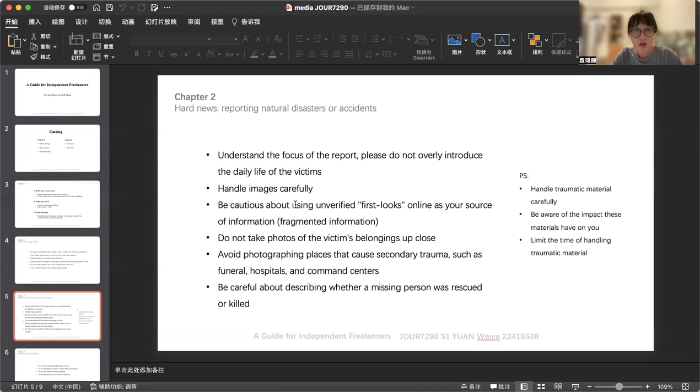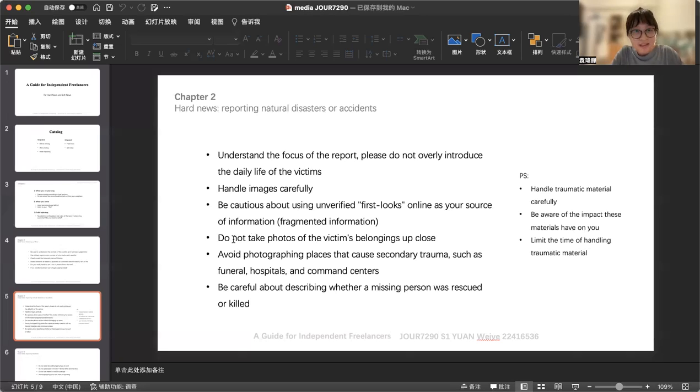The third one is be cautious about using unverified first looks on social media. If something urgent happens, the first place for a journalist to find out what happened is always social media. But you need to know that there's a lot of fragmentary information, so you need to verify it. It's only part of the facts, and you might mislead people. So be very careful when using this fragmentary information.